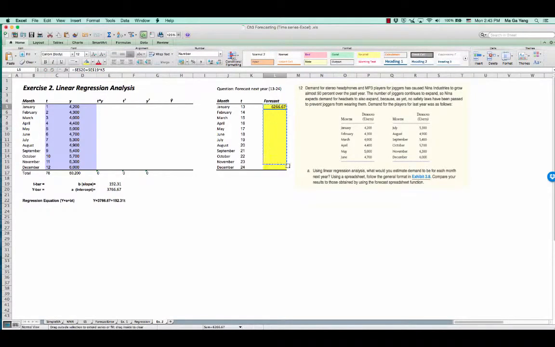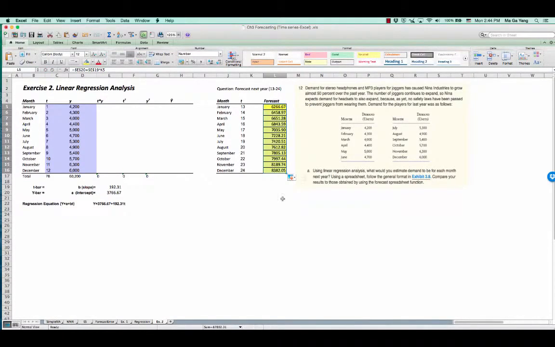And then you can drag the formula. This is what you should have. You are forecasting next year based on your linear regression equation. That's it. Thank you.